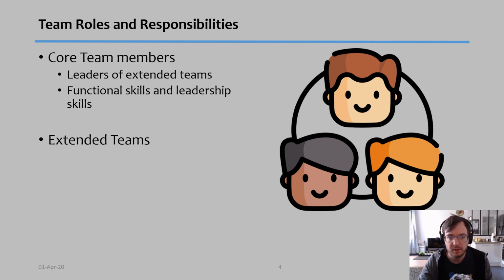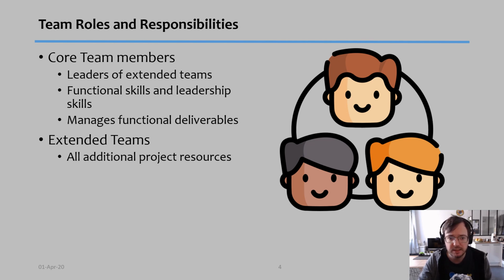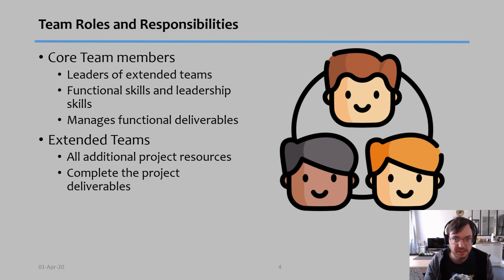Core team members are also responsible for the functional skills and leadership skills they need to manage their own functions, obviously, and to manage functional deliverables. In other words, to manage the deliverables associated with the function that they have. Extended teams, on the other hand, have all the additional project resources that are not in the project core team, therefore extended, and they complete project deliverables that for a variety of reasons the core team is not doing.